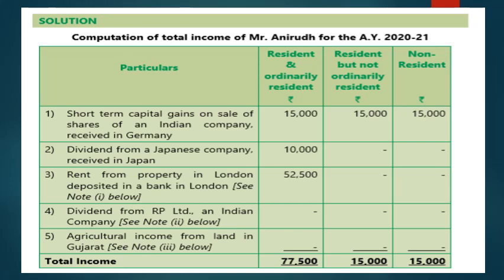Second, dividend from a Japanese company received in Japan. The income is accrued as well as received outside India. So it is taxable only for resident.